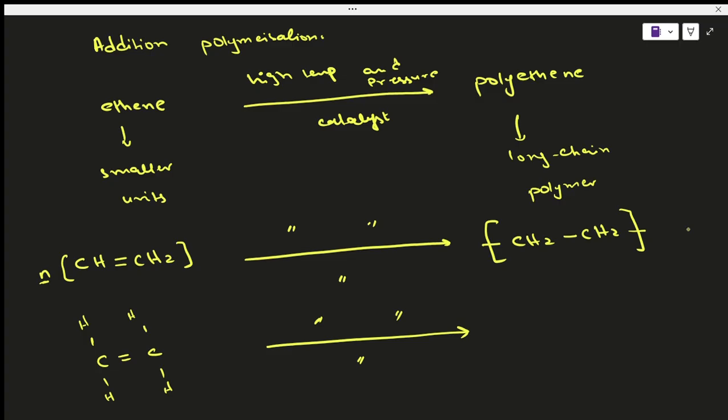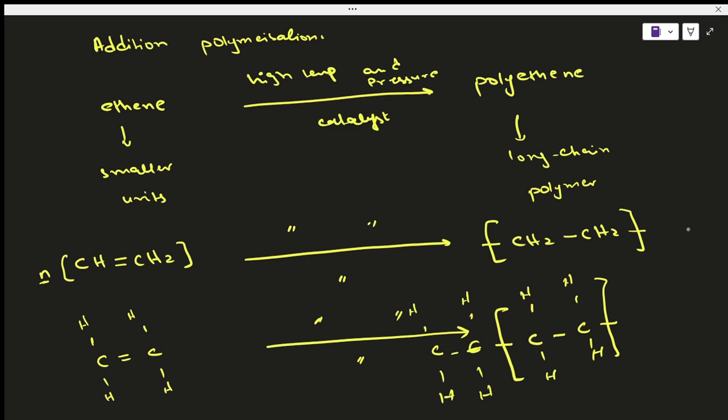And what's going to happen? Now it's going to make this stuff. This is what happens. And this change is going to continue. On this side, you're going to have one more C, and then one more C, and here one more C, and one more C, and this chain keeps on going. You get the idea?